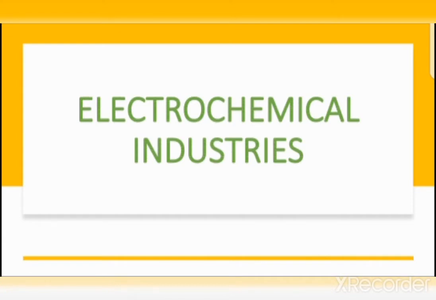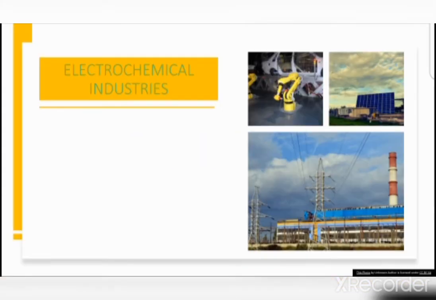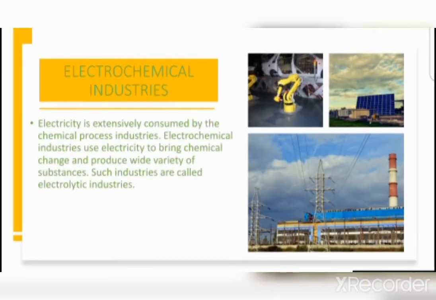Electrochemical industries. Electricity is extensively consumed by the chemical process industries. Electrochemical industries use electricity to bring chemical changes and produce a wide variety of substances. Such industries are called electrolytic industries.